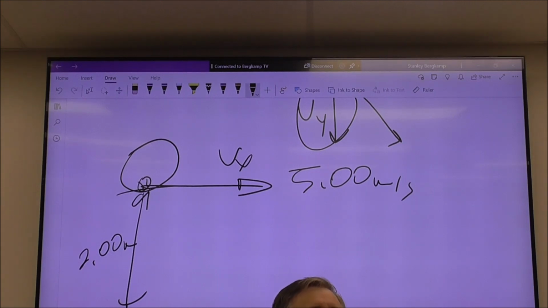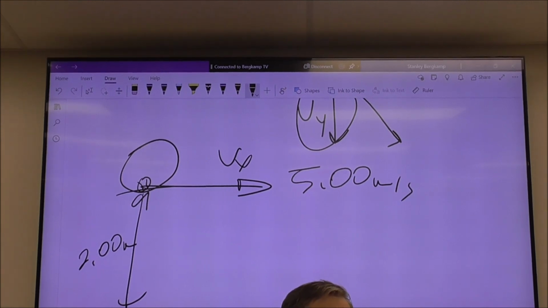Tie. Why? You say that with no confidence, but you're right. It's going to be a tie. Why? The acceleration is the same for both of them. Fantastic. Where did I plug the mass of the object into the equation? Never did. Okay? Never did.